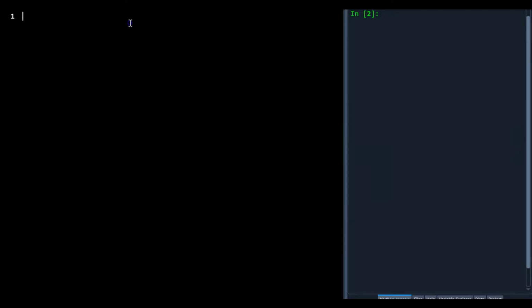Okay, so I need 3 numbers from the keyboard here. I'm going to need the investment. Maybe let's keep that as a floating point value. We're always having a nice prompt when we do this, so we're going to say enter the initial investment.